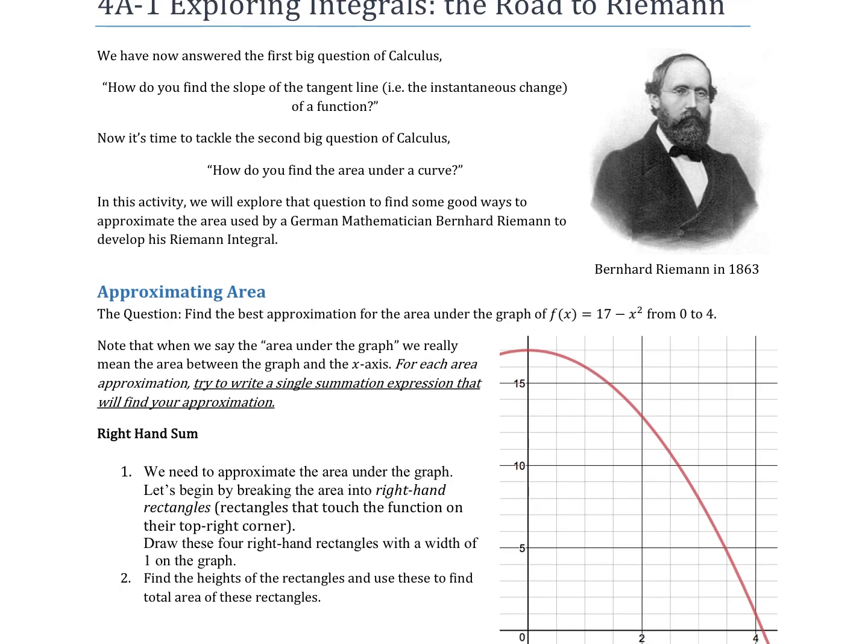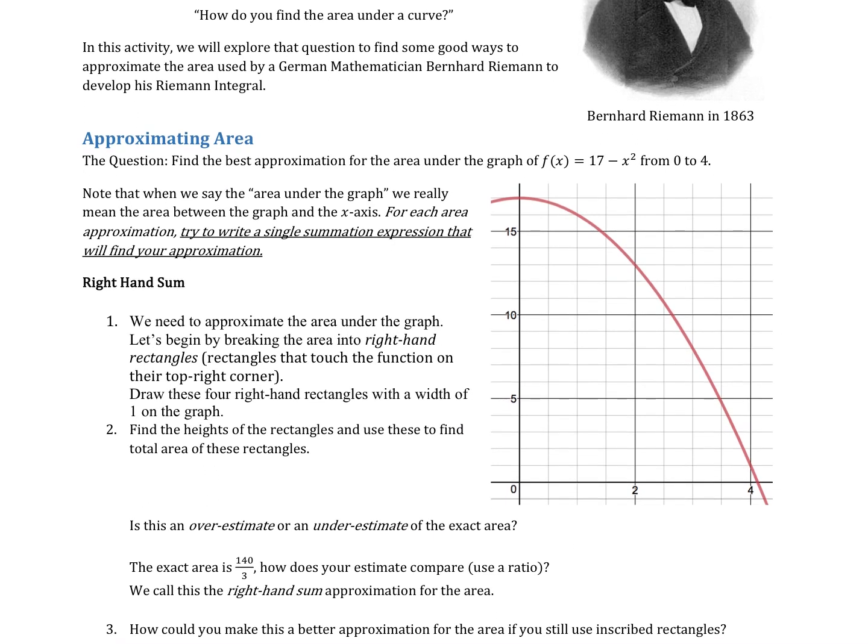So let's jump in and see if we can find the area under a curve. Here's a graph of y equals 17 minus x squared. We want to find the area under the graph of 17 minus x squared from 0 to 4, so x values from 0 to 4. So we're looking to find all of this area under here. Okay? So it's hard to find. It's not a rectangle. It's not a triangle.